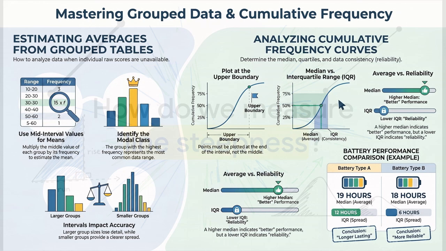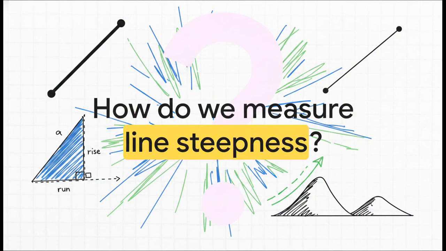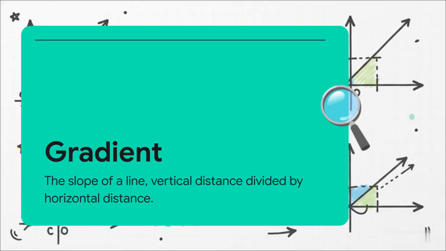We've connected the dots, but here's the real problem. How do we mathematically measure that exact steepness? Enter the gradient, your exact measure of slope. It's simply the vertical rise divided by the horizontal run.